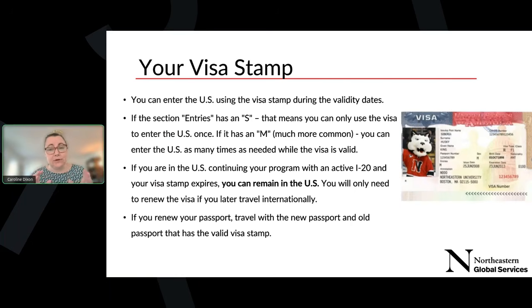But some of you will get an F-1 visa that's only valid for one entry, and it might have a short duration time, maybe 1 year. Well, you are allowed to enter the US on that F-1 visa, but then you can stay in the US even after that visa is expired, as long as you still have an active I-20 showing that you're a current student.